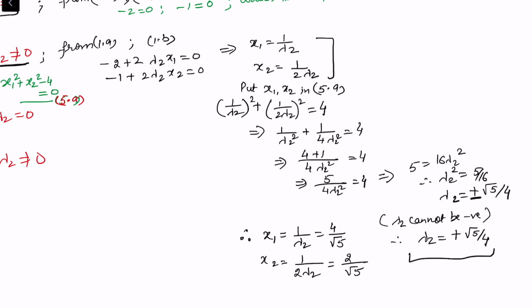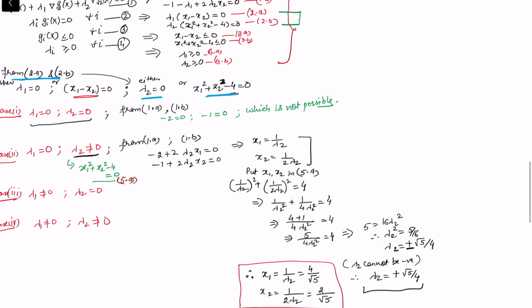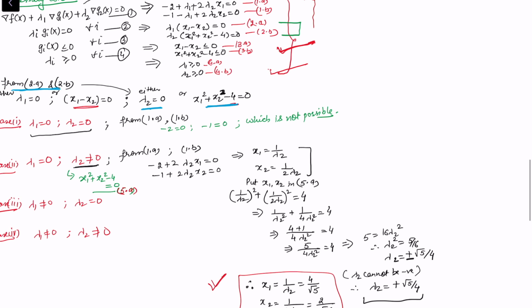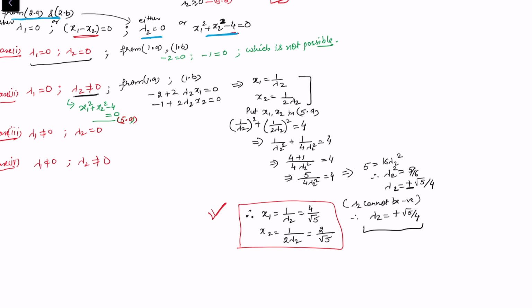Now we need to ensure these 2 points satisfy all other remaining equations also, so we check these points x1, x2. It satisfies 4 point A and 4 point B because it satisfies the conditions of lambda. It also satisfies 3 point A and 3 point B, and 1 point A to 2 point B we have already considered. So it satisfies all points, which means this is the point of global minima. And so x1, x2 we have already obtained from the second case, this is 4 by root 5 and 2 by root 5.